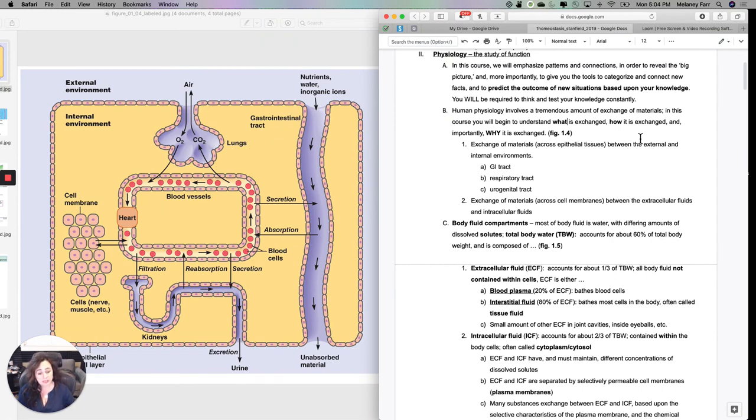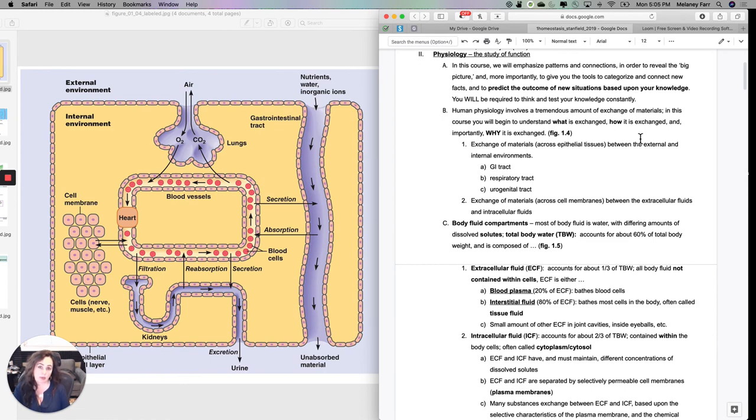So, human physiology is really the study of function, and it's the study of function in the human body. What I would like to get to is to understand why it's exchanged. Something that you might already know is that you need to get carbon dioxide out of the body, that it's a byproduct of cellular respiration. But what happens if you don't? What happens if you can't get your carbon dioxide out of the body?